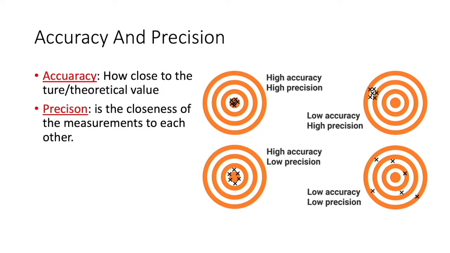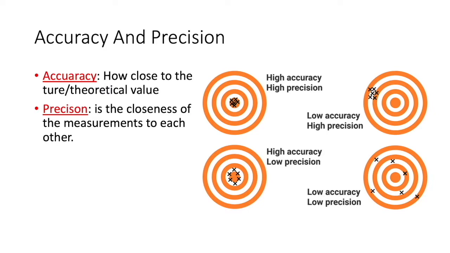So now we are going to talk about accuracy and precision. Accuracy is how close your value, the actual value, is to the true value or the theoretical value, and precision is how close the measurements are to each other. The picture on the left shows you the difference between accuracy and precision. The picture in the left up corner has both high accuracy and precision, and the picture in the left bottom corner only has a high accuracy but low precision.